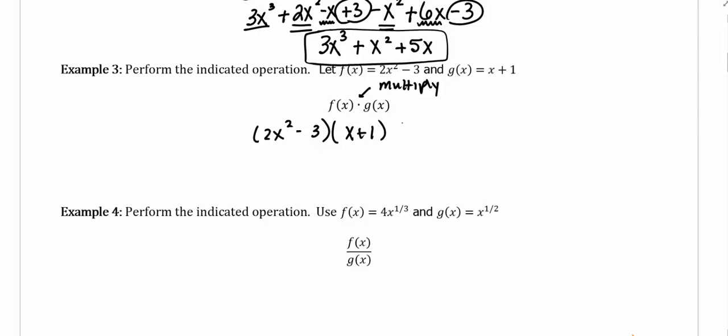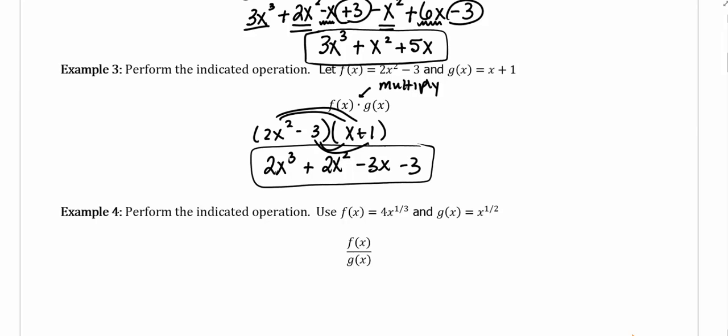And now you have two different ways to multiply, and I'm going to go over both to make sure we're all prepared. So I'm going to FOIL this one. 2x squared times x is 2x to the third. Then I've got 2x squared times 1 is 2x squared minus 3x minus 3. There are no like terms, so that is my final answer.